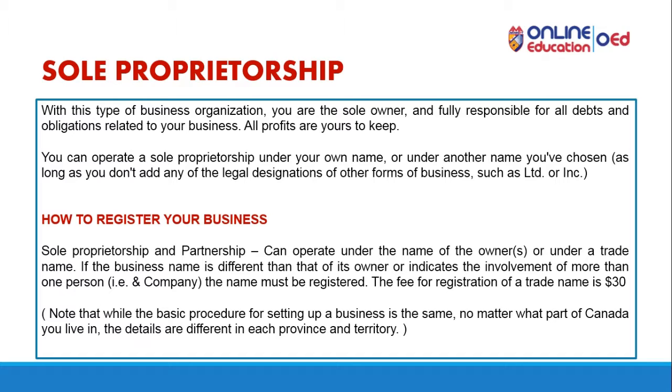Note that while the basic procedure for setting up a business is the same no matter what part of Canada you live in, details are different in each province and territory. So each province and territory has its own rules and regulations regarding business registration. But the basic rules are that you can register or operate under your name or under a trade name, as long as you don't add any legal designations of other forms of business.